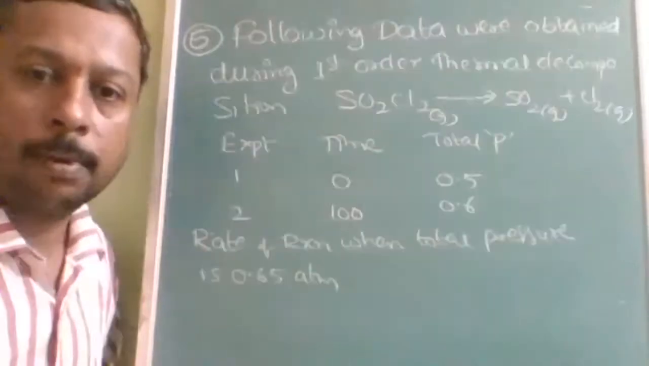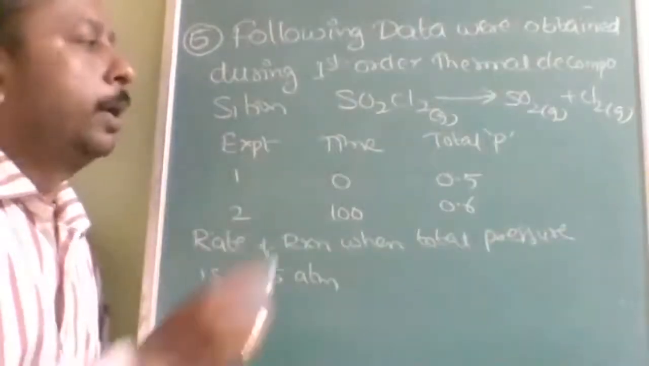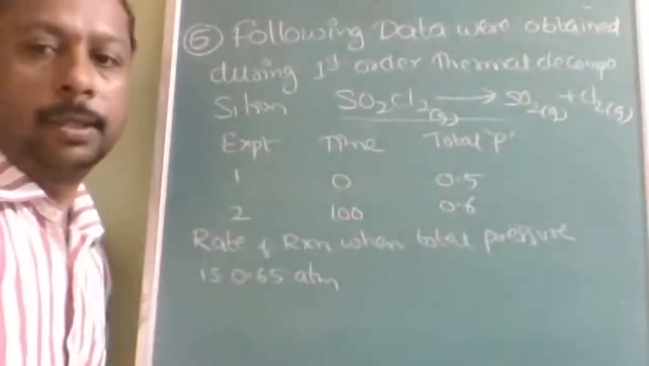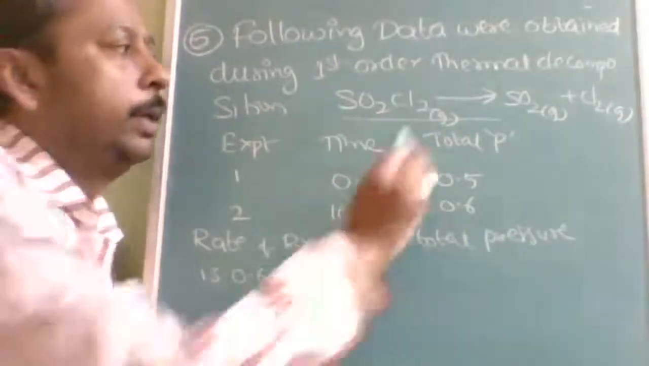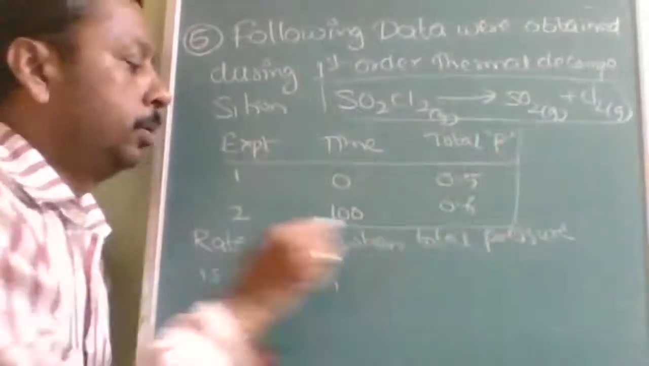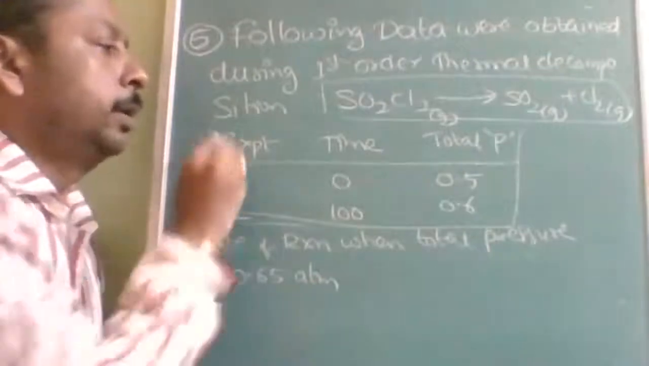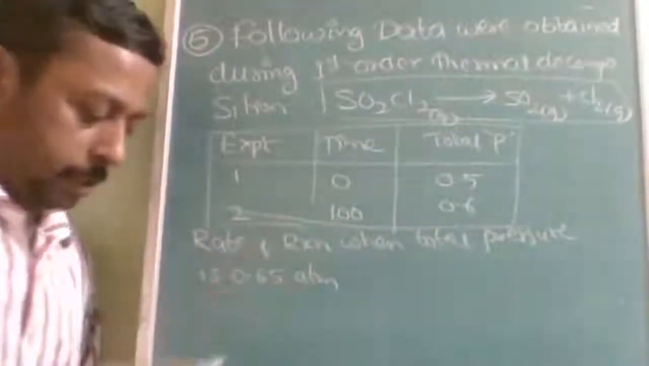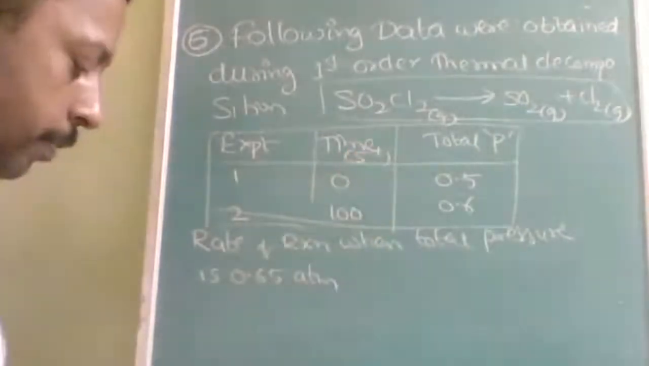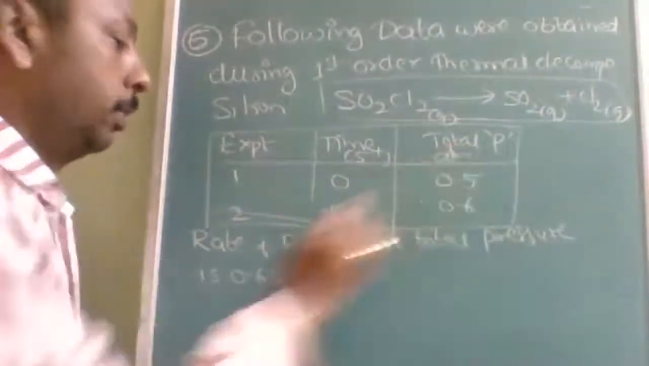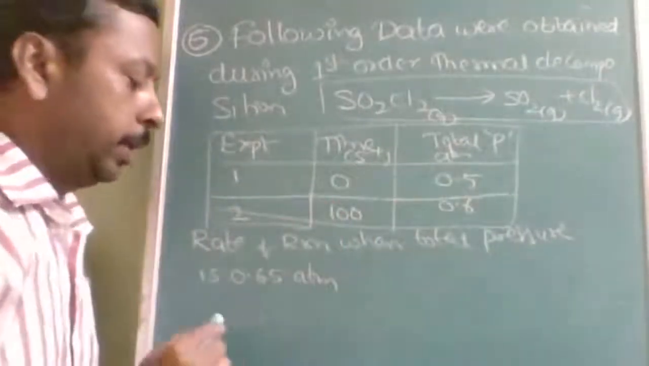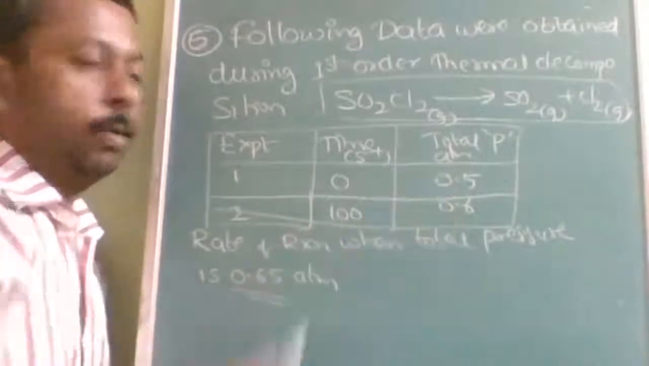Next question is, an experiment is carried out on SO2Cl2 thermal decomposition. Decomposed by heating. Now the experiment is carried out at 2 times, after 100 and initially. And these are in second inverse. And pressure is in atm. Understood? So from these values, you have to find out what will be the rate of reaction when total pressure is.